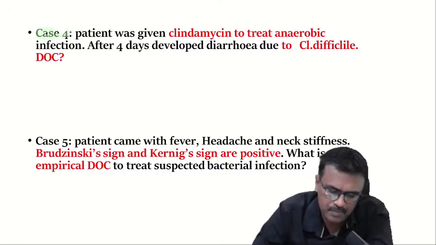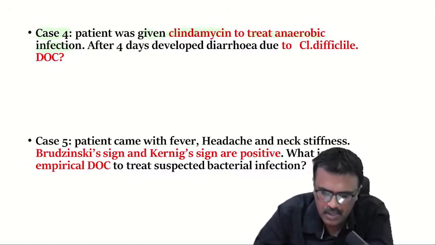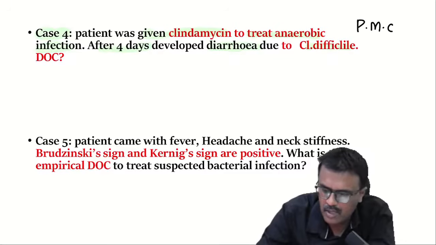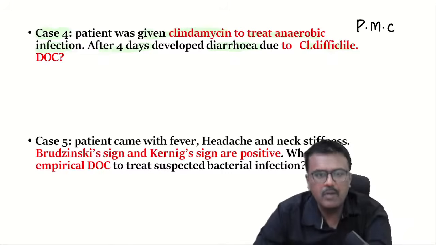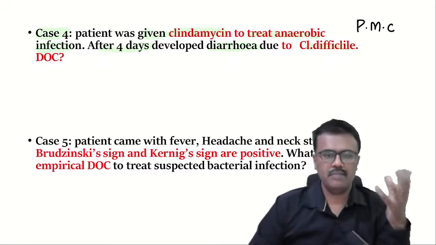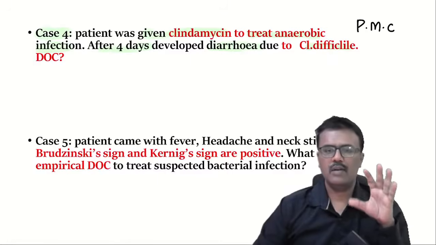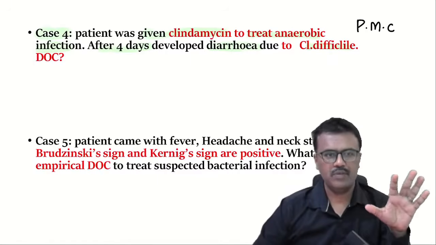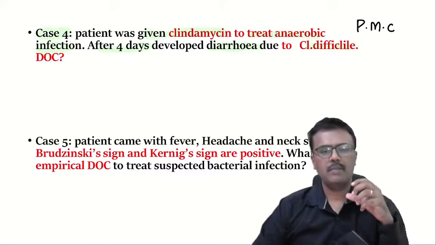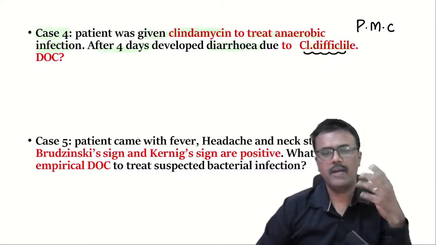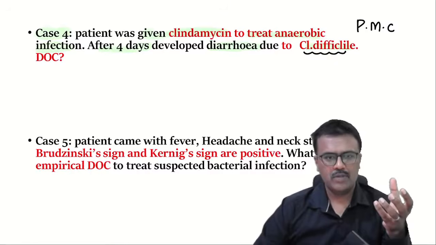Case 4, patient was given clindamycin to treat anaerobic infection. After 4 days, patient developed diarrhea due to Clostridium difficile. This is called pseudomembranous colitis. Now, when we give antibiotics to treat some infection, patient will get diarrhea. Why? Because this will go and destroy the normal flora. So when you destroy the normal flora, the pathological bacteria will multiply. In this case, the Clostridium difficile is multiplying. So that is causing diarrhea.